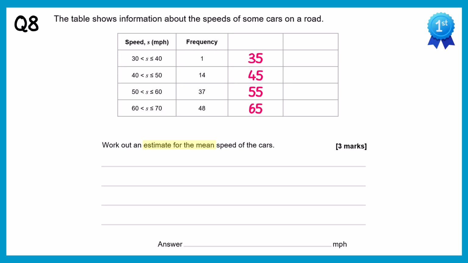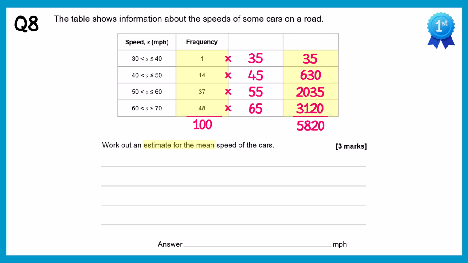We then multiply all of the midpoints by the frequencies. So 1 times 35, 35. 14 times 45, 630. 37 times 55 is 2035, and 48 times 65, 3120. Then we add up the frequency column, which will give us 100, which represents the total amount of cars. We also add up this final column here, which gives you 5,820.